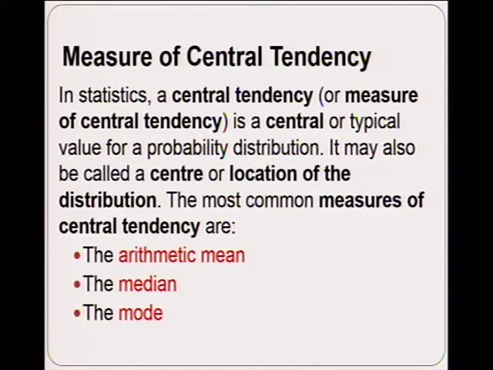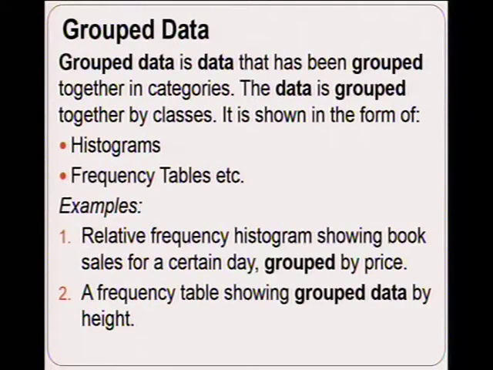Now, in statistics, a central tendency or a measure of central tendency is a central or typical value for a probability distribution. It may also be called a center of location or a location of the distribution. And like I've said, we specifically focus on the arithmetic mean, the median and the mode. So we shall be looking at some of these variables.